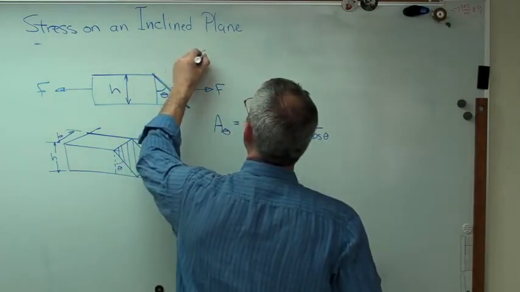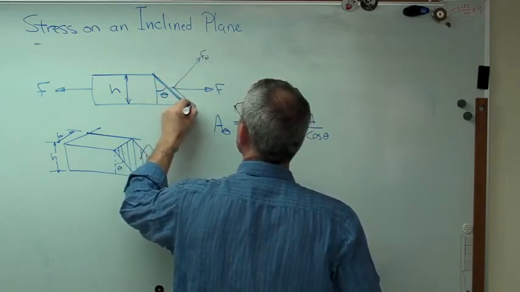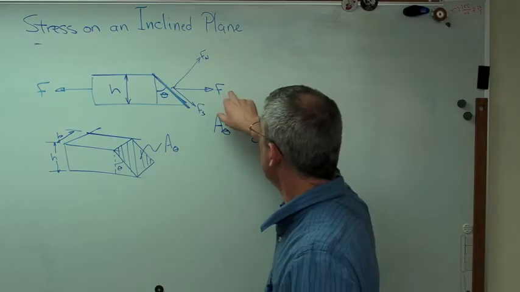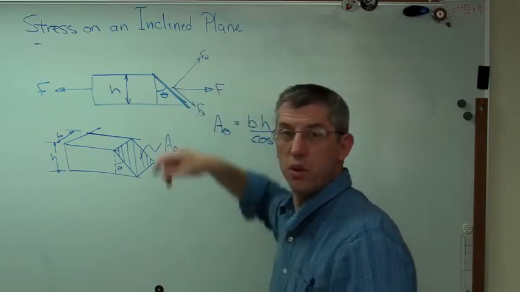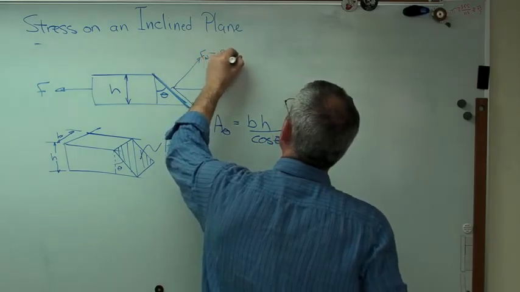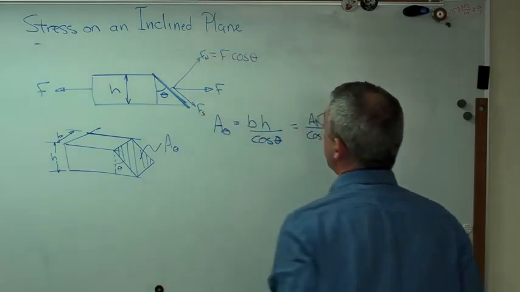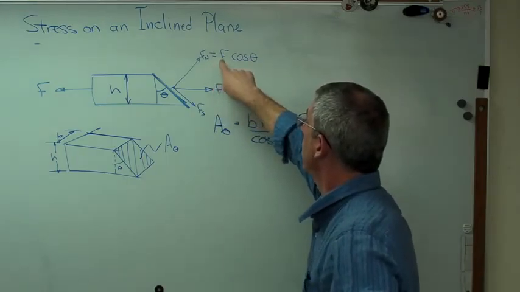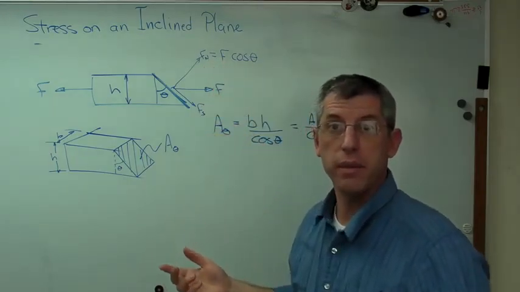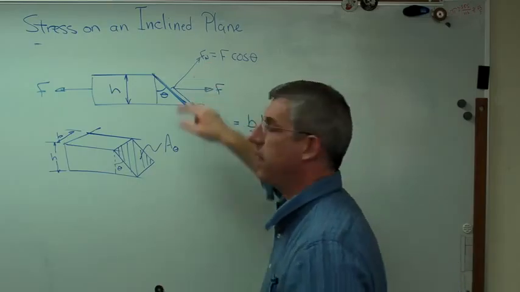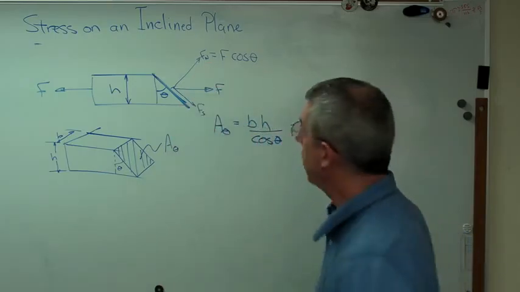There, F normal and F shear. Those are just the vector components of this. So if I know what theta is, I'm going to know what those two are. That's going to be F cosine theta, because if theta is 0 degrees, then F normal is going to be F. Well, that makes sense. And if this goes all the way to 90 or tends towards 90, that'll tend towards 0. So that must be right.